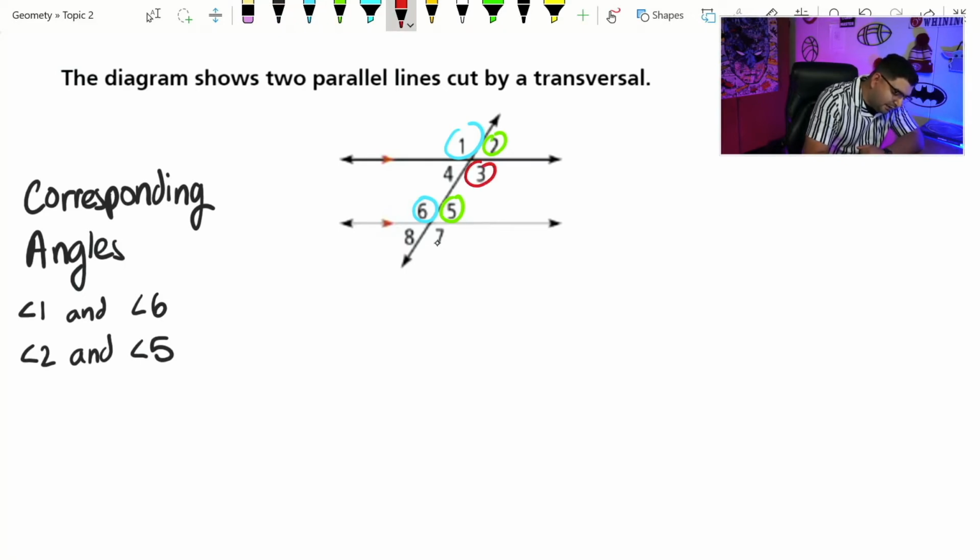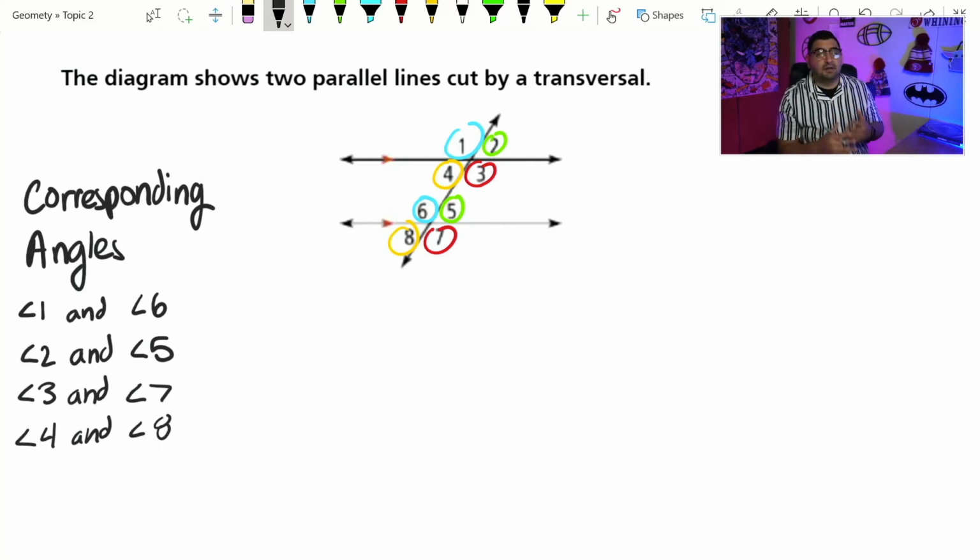Angle 3 and angle 7 are also corresponding because they're on the bottom right hand side. So angle 3 and angle 7. And then finally, we have angle 4, which is on the bottom left, as well as angle 8. So angle 4 and angle 8. These are what we call corresponding angles.